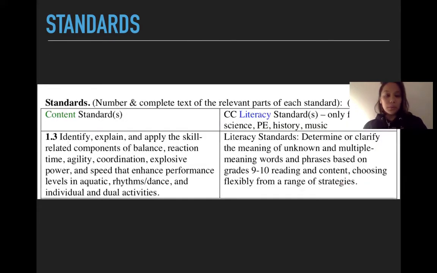Here's one example, again from Pablo's lesson. He chose 1.3. Make sure that you put the number on there. Again, the CalTPA wants to know that you're choosing the right one, so just do that. And write out the whole standard. That's important too. Notice for the literacy standard, he chose: determine or clarify the meaning of unknown and multiple meaning words and phrases based on grades 9 through 10 reading and content, right? So again, that directly applies to the fact that he's having these students use these PE specific words in his lesson, right?